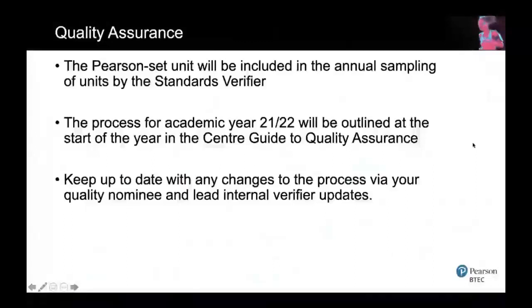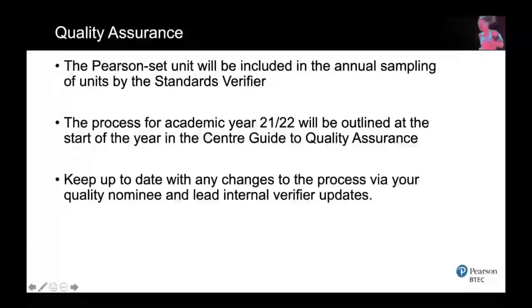The quality assurance aspect, remember, in relation to Unit E, this unit will be included in the annual sampling by your standards verifier. In terms of the process for this academic year 21-22, that will be outlined at the start of September 2021 in the Centre Guide to Quality Assurance. Therefore, it's really key to keep up to date with any changes that will be published in that document.